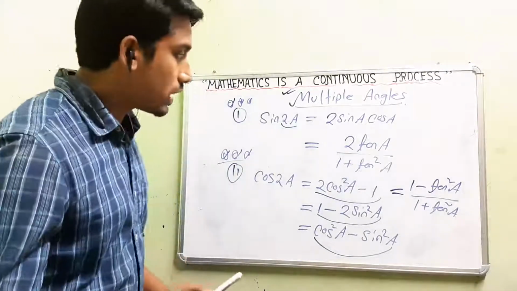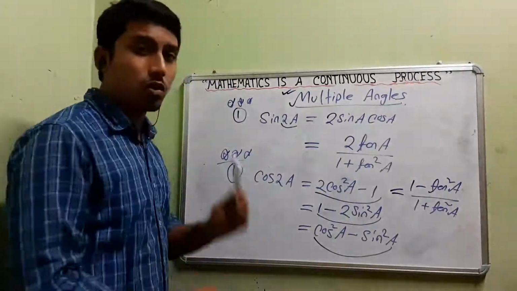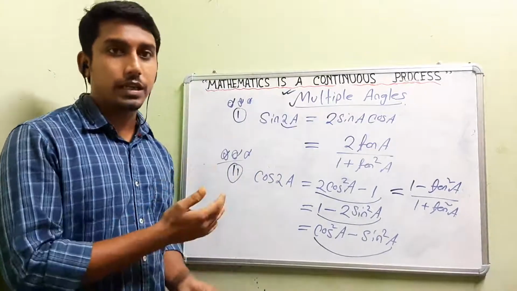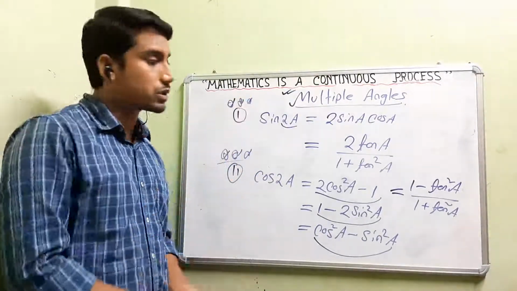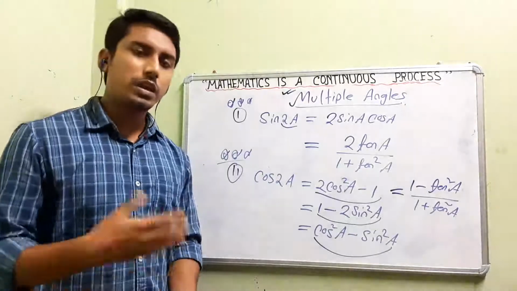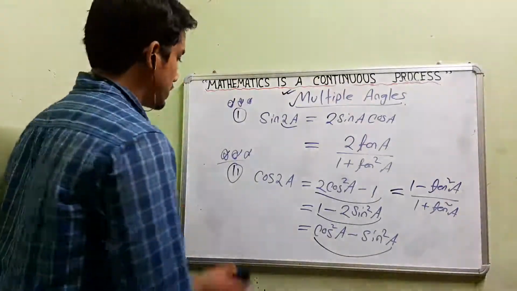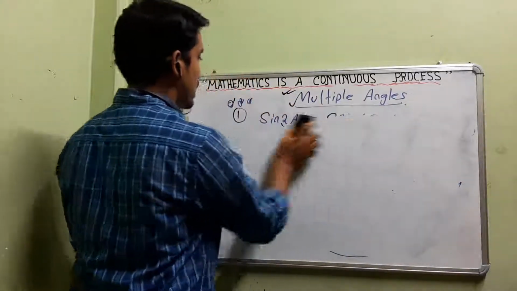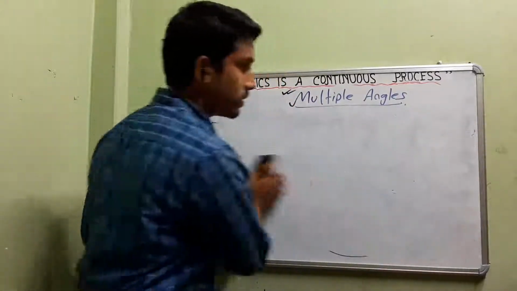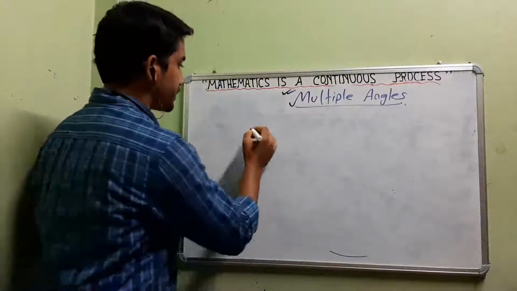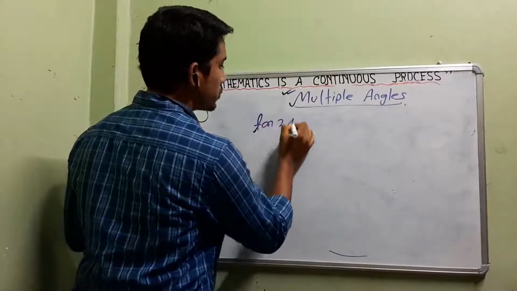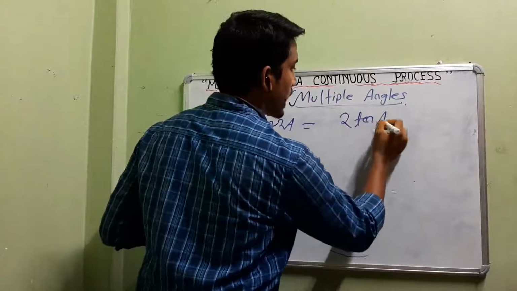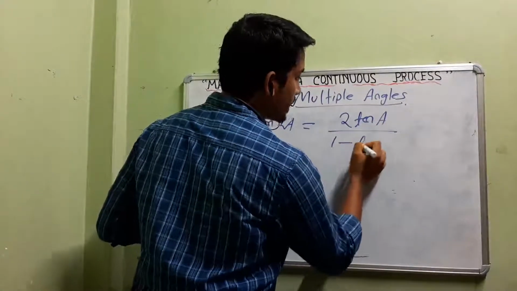Now let me go to the other things. All the formulas are listed in the NCERT book at the last, after miscellaneous, at the end of the topic trigonometric functions, or in any book you will be able to get the formulas. So cos 2A I have written. Now let me give you tan 2A. Tan 2A has the formula 2 tan A divided by 1 minus tan square A.